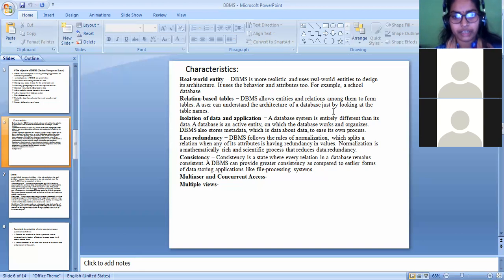Consistency is a state where every relation in the database remains consistent. A database can provide a greater consistency as compared to easier forms of data storing applications like file processing system. In file processing system, we can update our file, manipulate our file, delete our file, and add some data in our file. So it is a consistency of our file processing system.